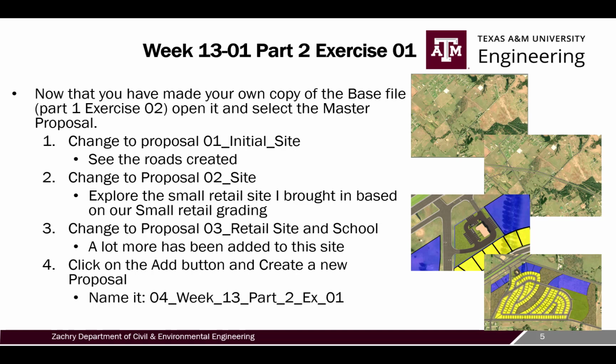proposal 2, which is actually the small retail site that I had been talking about in the grading example. And then we have a third one called retail site and school. In this one, we've actually added a lot more than that, but we brought in the surface for the school, the roads, the parcels, and things like that. We're going to build off that one. So we're going to click the Add button, create a new proposal, call it Proposal 4, Week 13, Part 2, whatever you want to call it, but create a new proposal based on that. And then we're going to start changing some of the things.